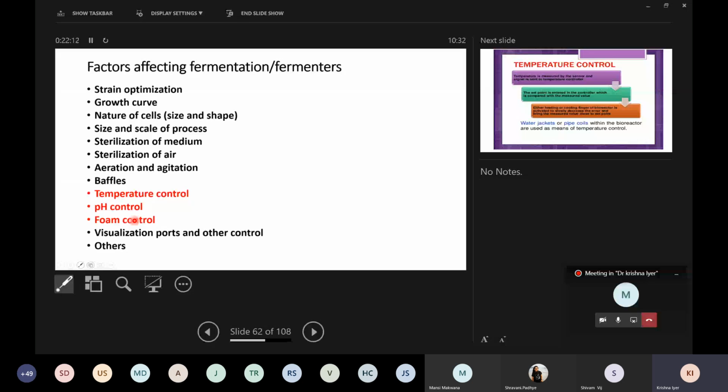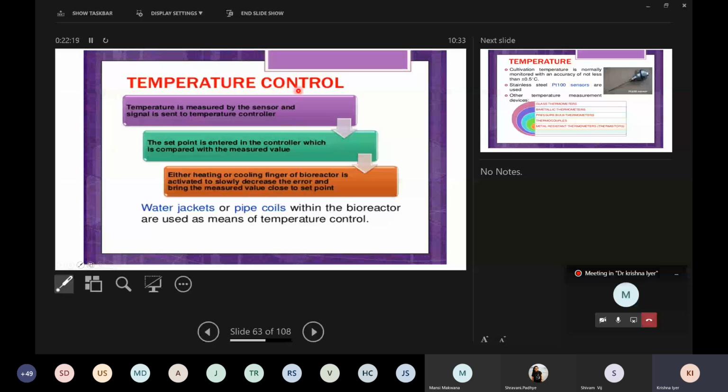Now, typically, when you want to monitor temperature, you use what are called thermocouples. These thermocouples are placed correctly on the fermenter body, typically dipping into the medium, so that you can read the temperature of the medium, because that is what is more important. Once you sense the temperature, the signal is sent to the temperature controller. With respect to the temperature controller, you set what value you want, plus or minus the value that you can allow the temperature to fluctuate.